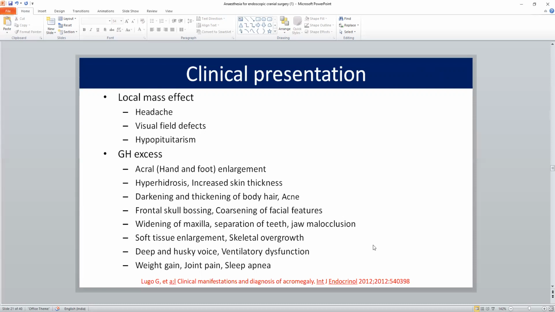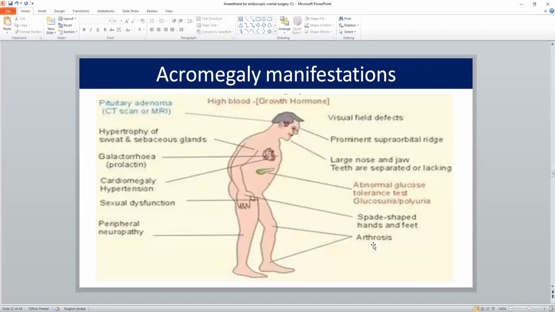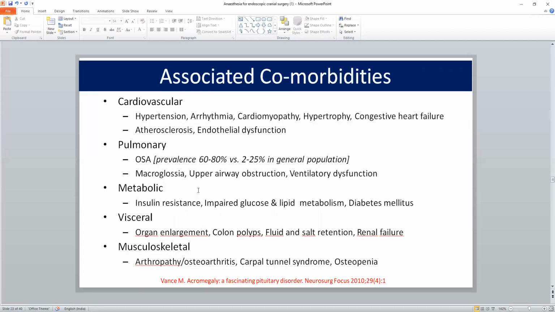body hair, frontal skull bossing, coarsening of the facial features, widening of the maxilla, separation of teeth, jaw malocclusion, soft tissue enlargement, skeletal overgrowth, deep and husky voice, and ventilatory dysfunction, again of important concern to anesthesiologists, weight gain, joint pain, and sleep apnea. So this is a pictorial depiction of how a patient with acromegaly looks, which I already covered. Now, there are important comorbidities that are associated with acromegaly, which anesthesiologists should assess and be prepared for.